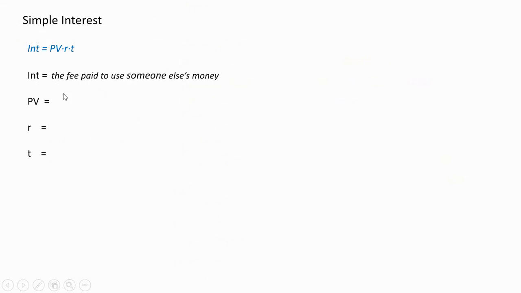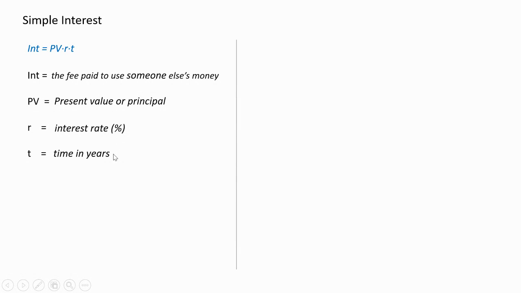Okay, so the interest is a fee paid to use someone else's money. The PV stands for present value or the principal. And the R stands for the interest rate. And the key is it's a value that always has a percent symbol. Okay, that's a key, that's the interest rate. And the time is going to be in years. Now there's also another formula, which is future value equals present value plus interest.